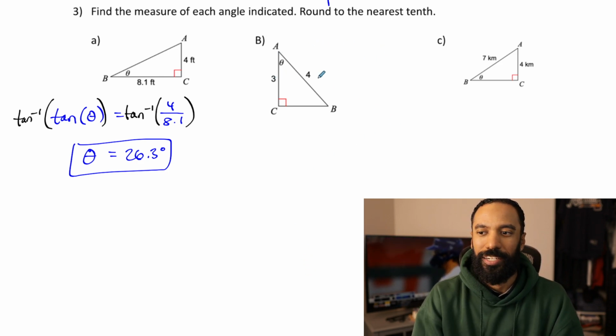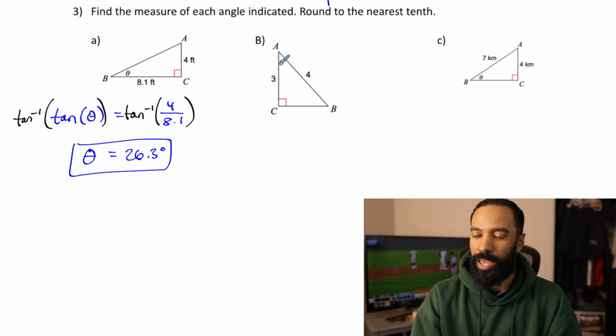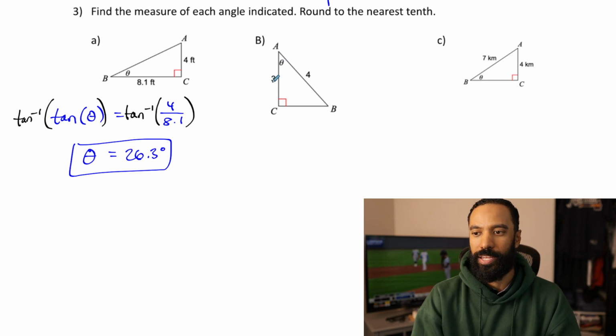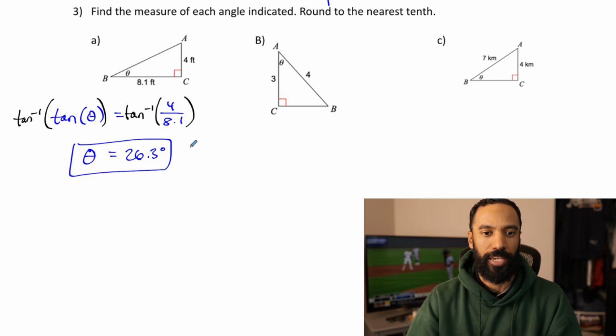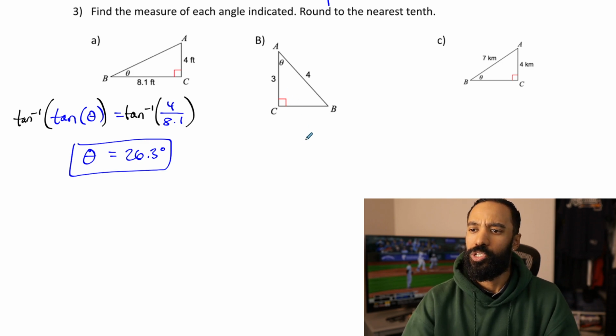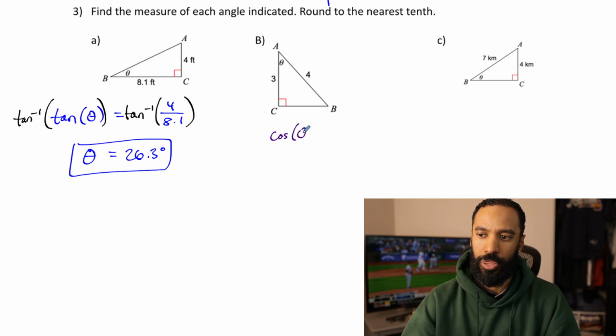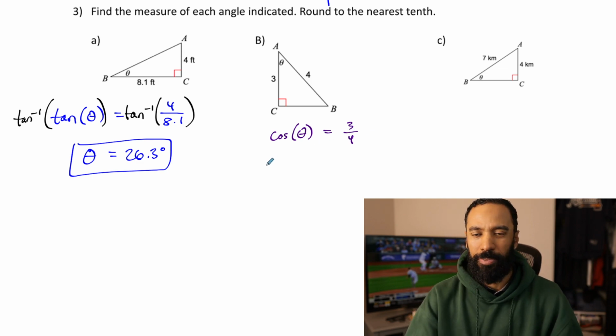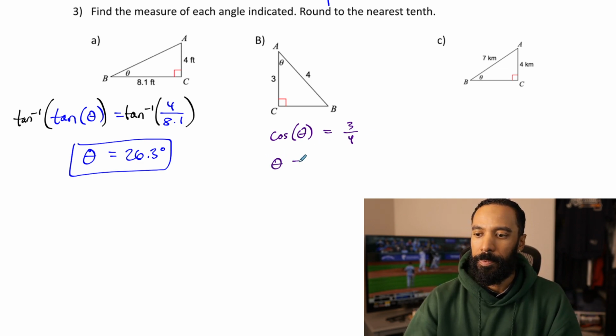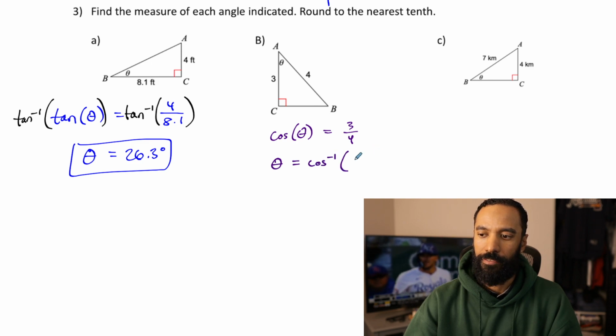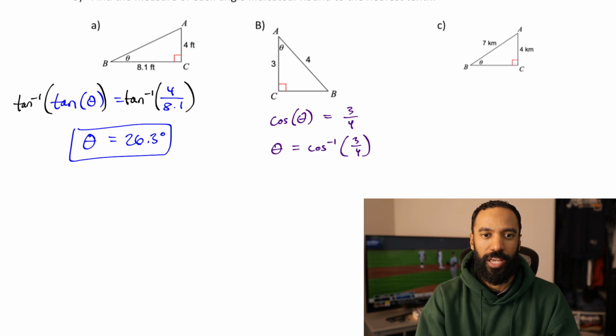We haven't used sine yet. Part B. This theta has 3 adjacent to it, and 4 is the hypotenuse. That sounds like a cosine problem. So in cosine, we'll take the cosine of our theta and get 3 over 4. Sure, it's 0.75, but let's just use the 3 over 4. Theta is the inverse cosine of 3 over 4. Take the inverse cosine of both sides, right? That's what gets theta by itself, and that's what we're going to do.